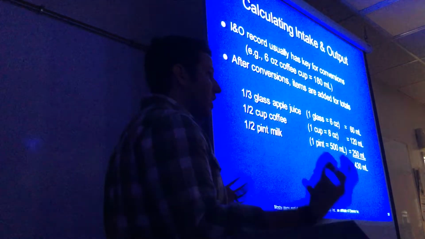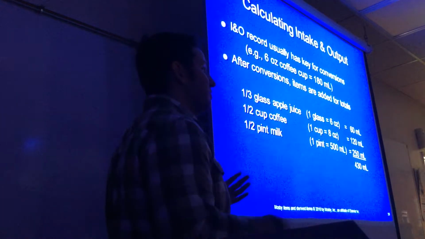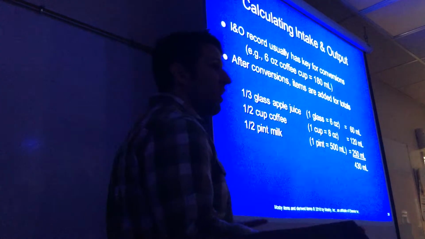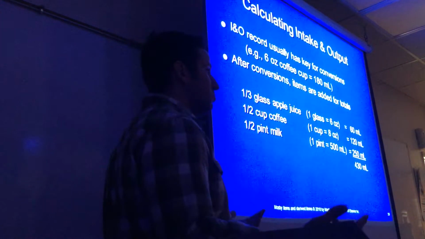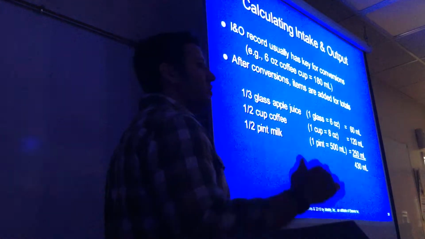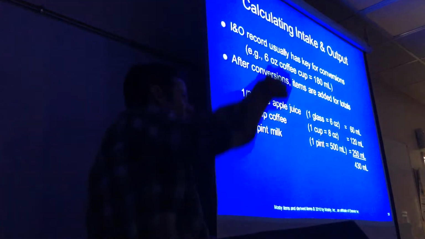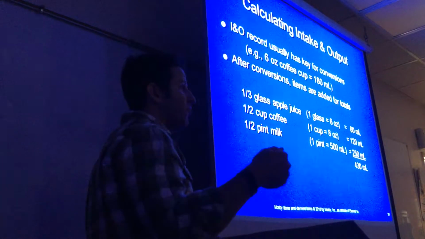Because every hospital has a little bit different cup, every hospital has a little bit different spoon, every hospital has a little bit different of everything, right? Based on what manufacturer they got their stuff from. So we have that thing on there. So like 1 jug is like 940 mLs.